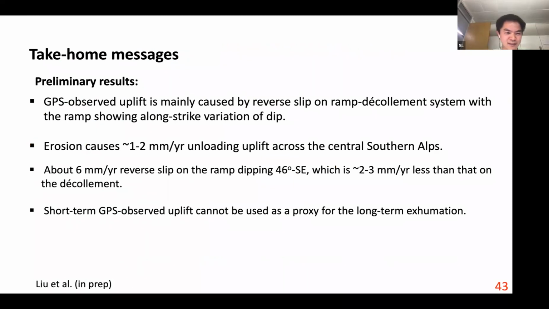So here is the take-home message. We found that GPS-derived uplift is mainly caused by reverse slip on a ramp-decollement system, with the ramp showing a long-strike variation of dip. Erosion caused only about 1 to 2 millimeters per year unloading uplift across the central Southern Alps, and about 6 millimeters per year reverse slip on the ramp, dipping 46 degrees southeastward, which is only 2 to 3 millimeters per year less than that on the flat decollement.